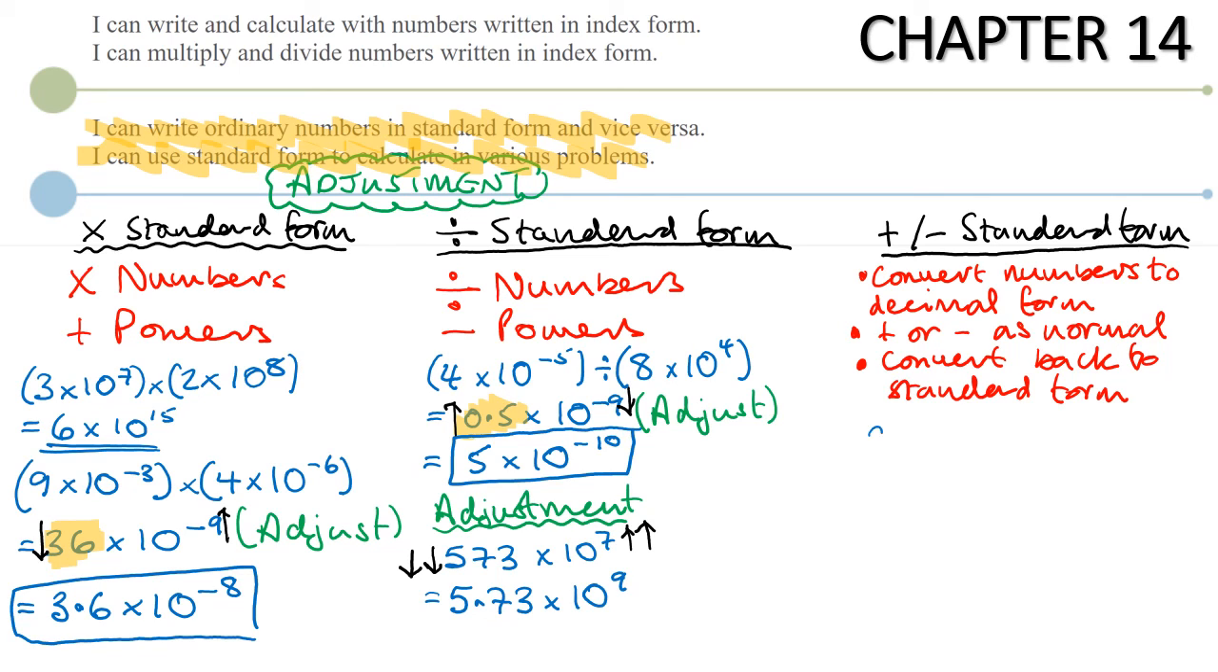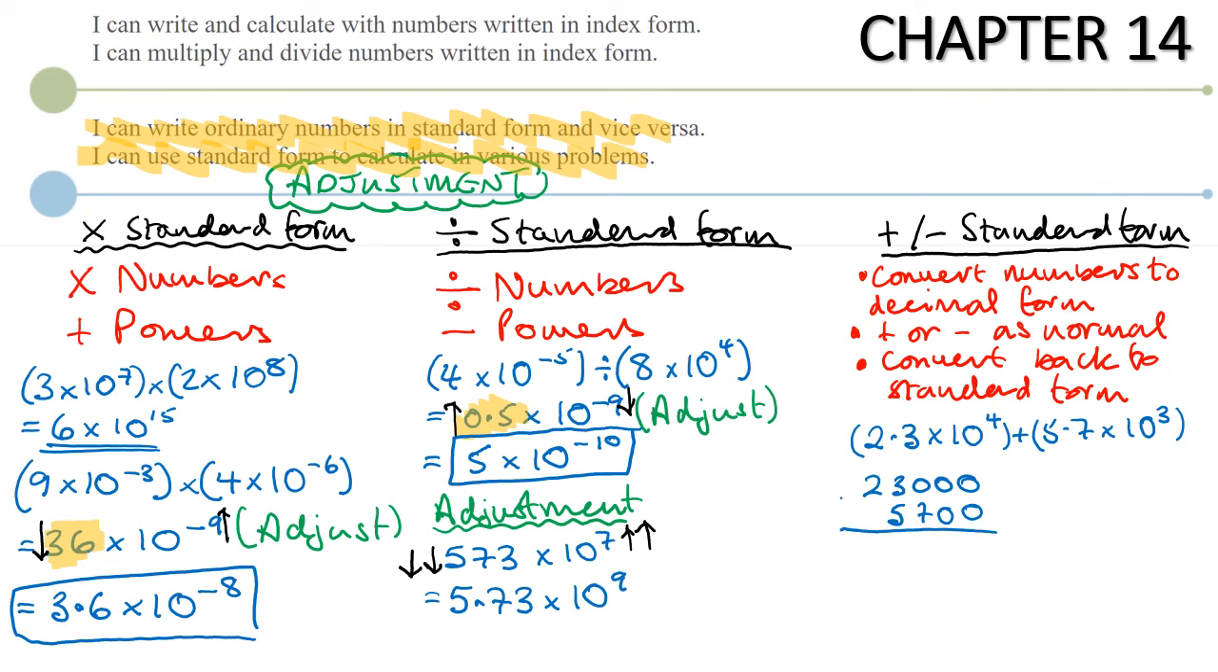So if I had something like 2.3 times 10 to the power of 4 plus 5.7 times 10 to the power 3, what we do is we convert these into normal numbers first. So the 2.3 times 10 to the power 4 would actually be 23,000. 1, 2, 3, 4, yeah. And then the 5.7 times 10 to the 3 would be 5,700. So I'll just check 3 jumps, 1, 2, 3, right?